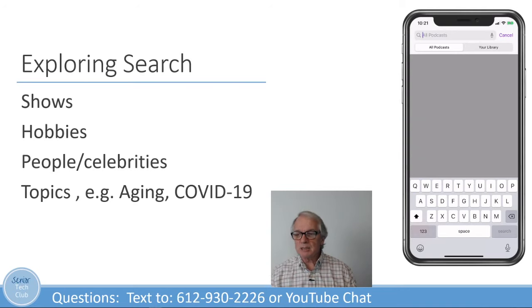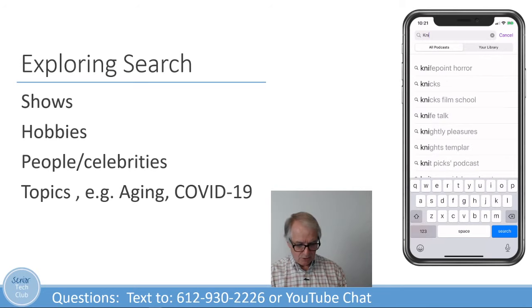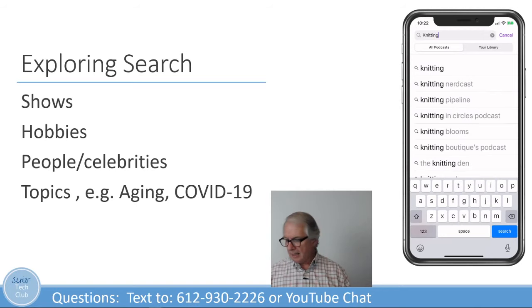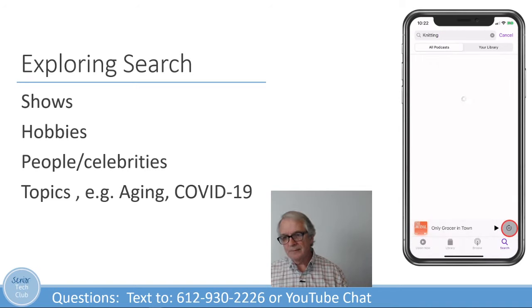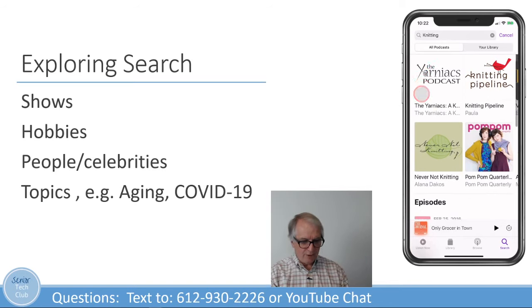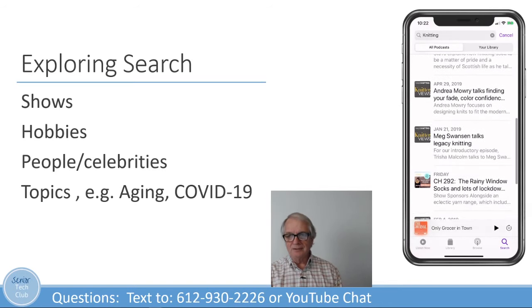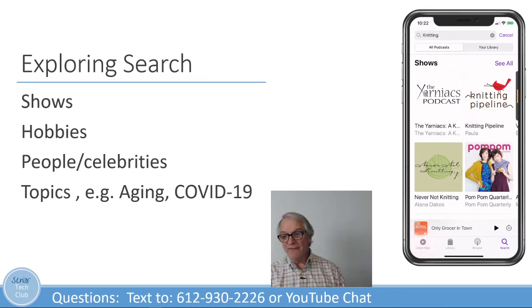Right. So let's do some exploration in this path. So let's imagine that a hobby of yours is knitting. All right. So we literally can type knitting into the search bar, just like this. And I am going to tap on search. I am now searching knitting. And sure enough, we have a number of episodes and podcasts that focus on the topic of knitting.